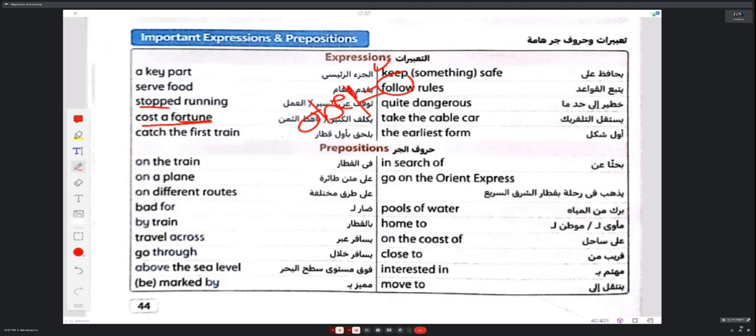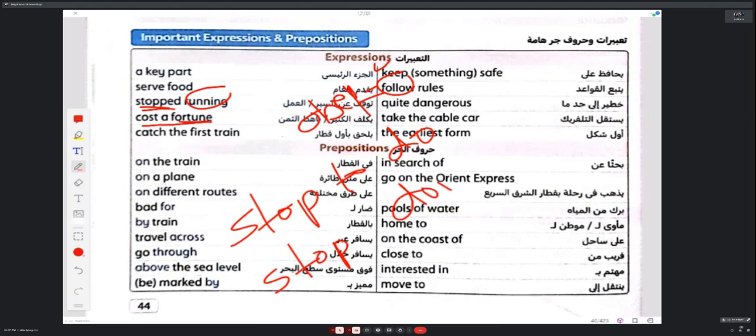Stop here is followed by the ing form, but we can use stop to do something. It's the difference between stop to do something and stop doing something. Stop to do that means he wants to do something so he stopped to do it.